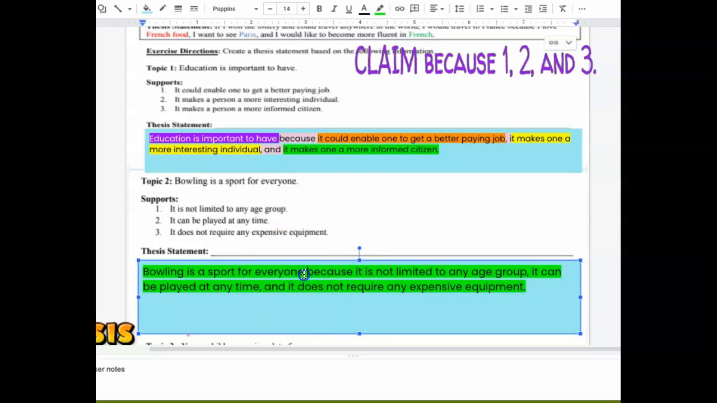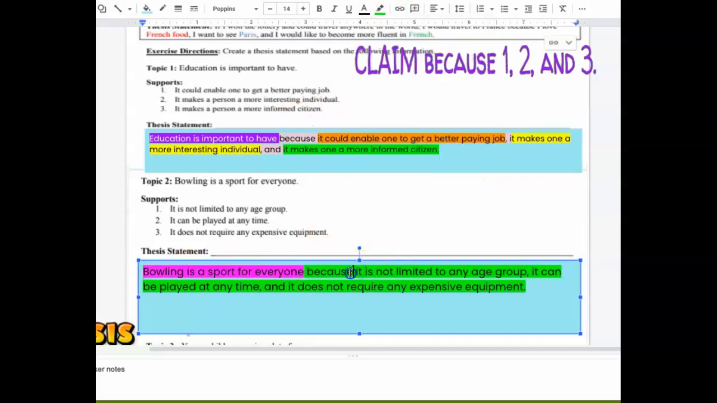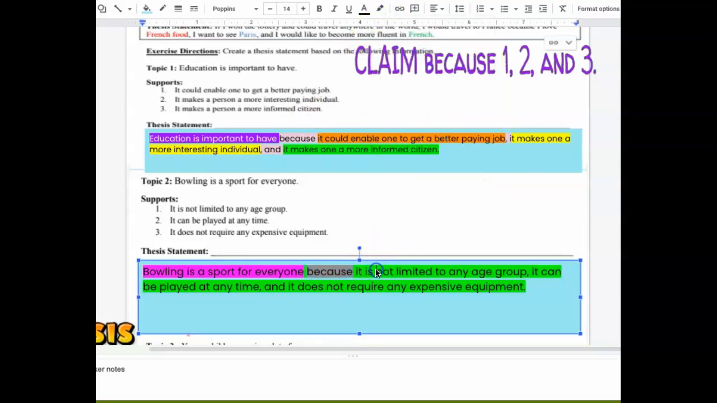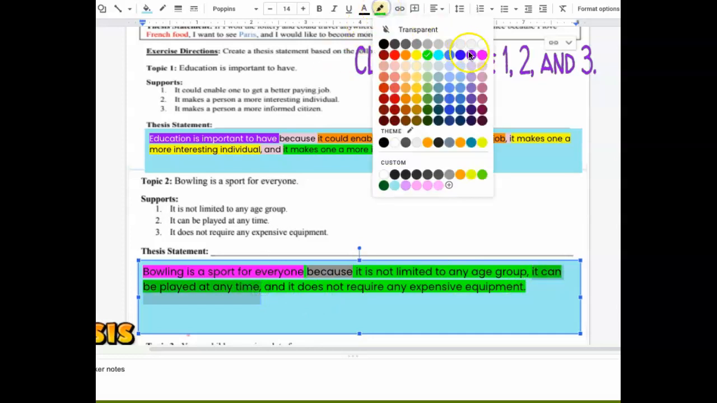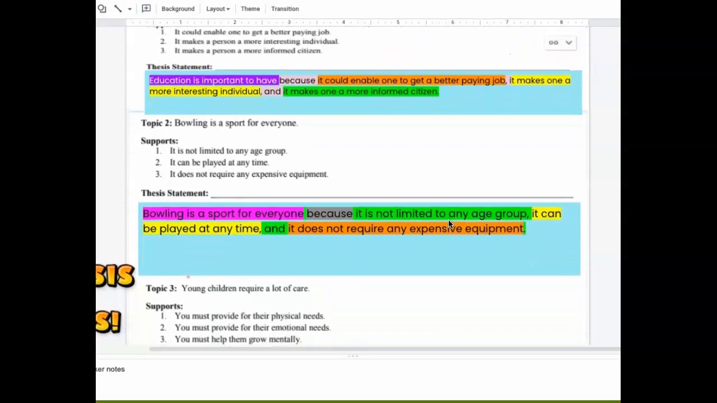This is the highlighting part. You do not have to do this, but a lot of students find it helpful. So bowling is a sport for everyone. That is my claim. I'm going to put it in pink. Because is my linking word. I'm going to put that in gray. It is not limited to any age group. I'll leave that in green. I have my comma here. It can be played at any time. Let's make that yellow. And it does not require any expensive equipment. So I can see that I have my claim because 1, comma, 2, comma, and 3. That's how it works when we're looking at formatting.